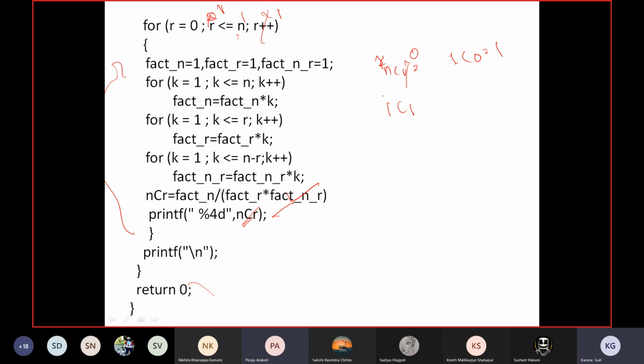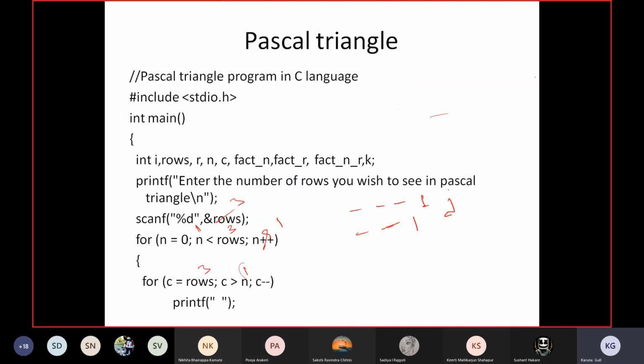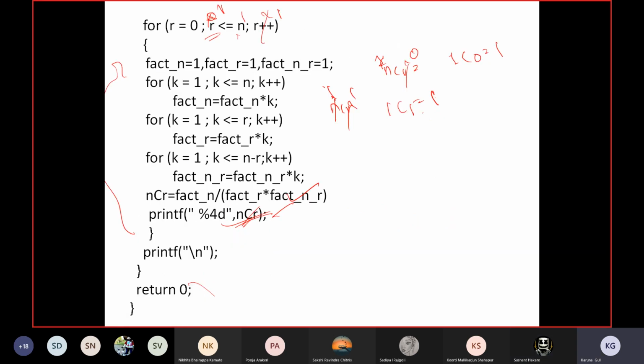What is n value? 1, ma'am. What is r value? 1. What is 1C1 then? 1C1 is what? 1, ma'am. Correct, no? Is it okay? Then it is going to print the same thing here. So it's going to print 1 here. Is it okay? Yes, ma'am. Okay, come back here again.